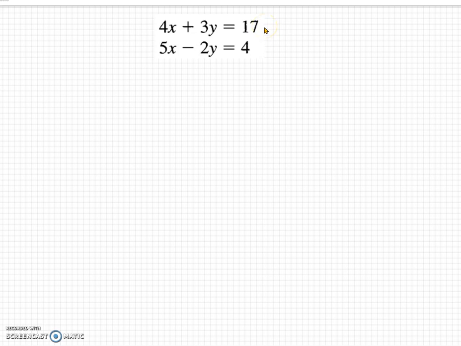So we have 4x plus 3y is equal to 17, and then in the second equation you have 5x minus 2y is equal to 4. Alright, so we're going to call this equation 1. We're going to call here equation 2.